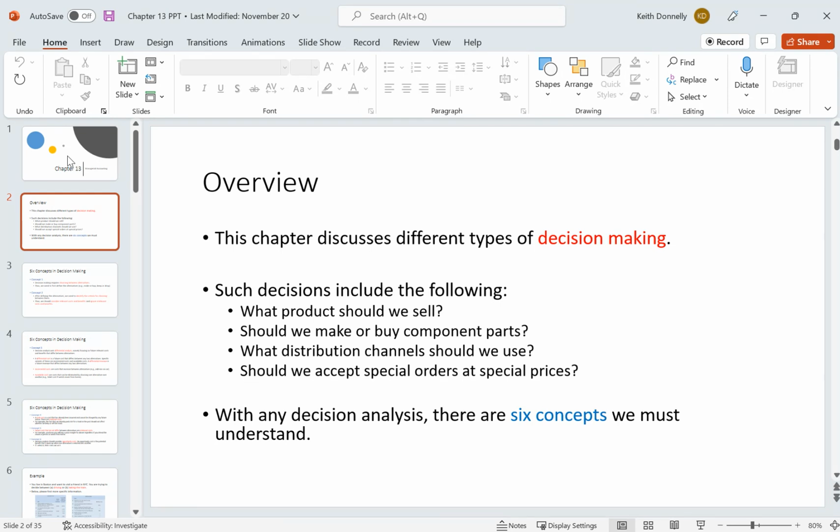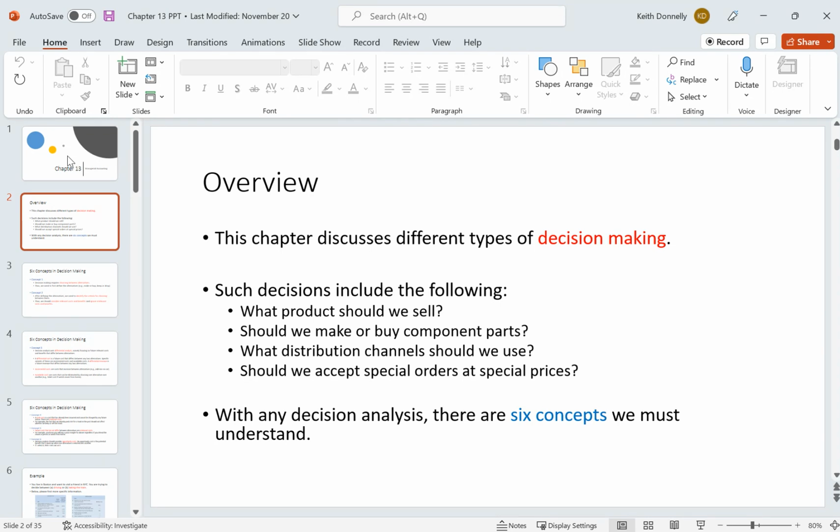So, as an overview here, what are we talking about in Chapter 13? Well, we're really going to be talking about decision making. Different types of decisions, scenarios, setups for how we should make decisions in running a business, and we'll give different rules that we can follow to help determine the outcome for these decisions.